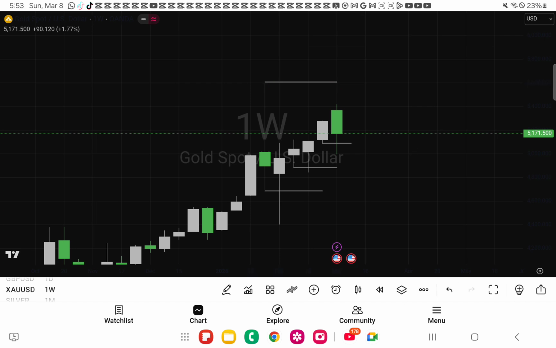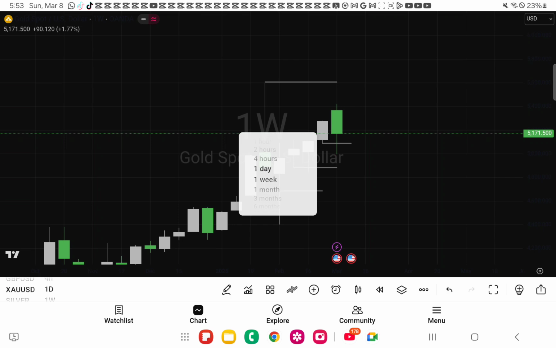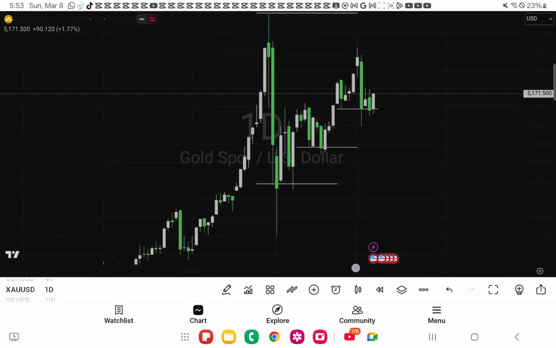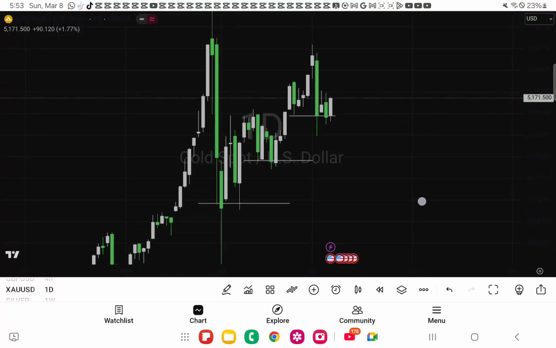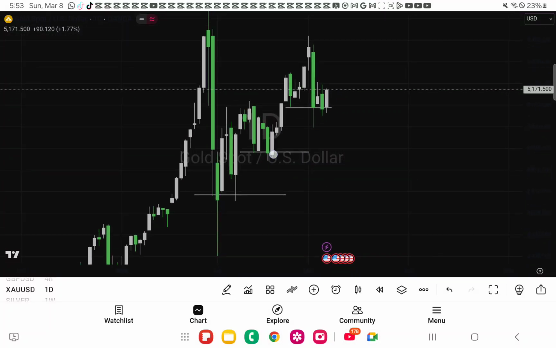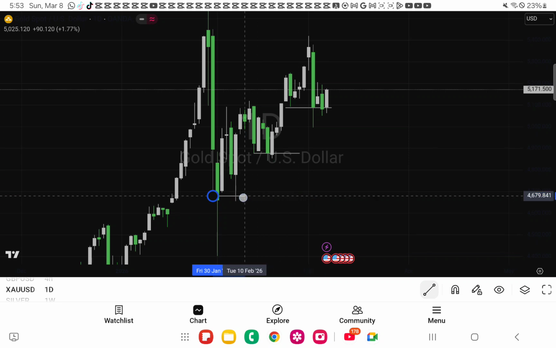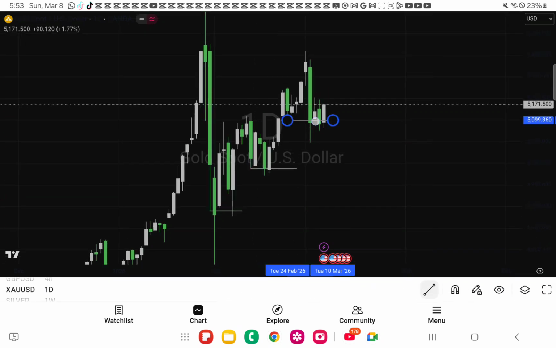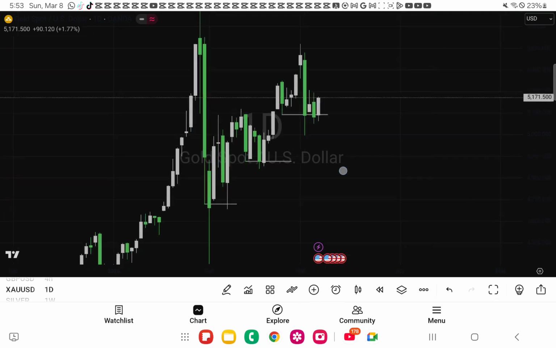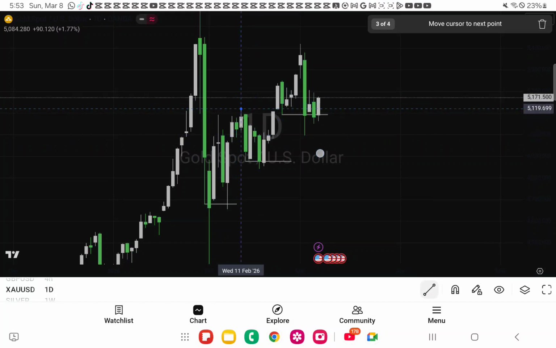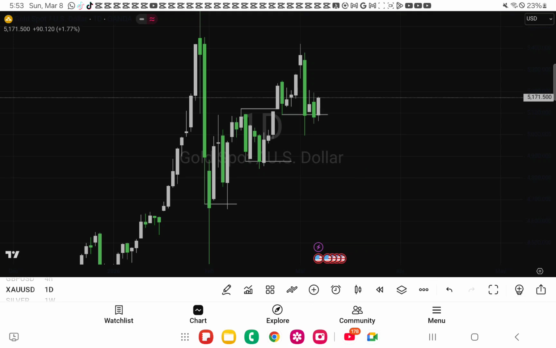So I would like us to scale down on the daily time frame and see what we have on the 1 day time frame, because we cannot just focus only on one time frame. So on the daily time frame, I would like us to mark a structure, right? We have a break of structure to the upside, right?